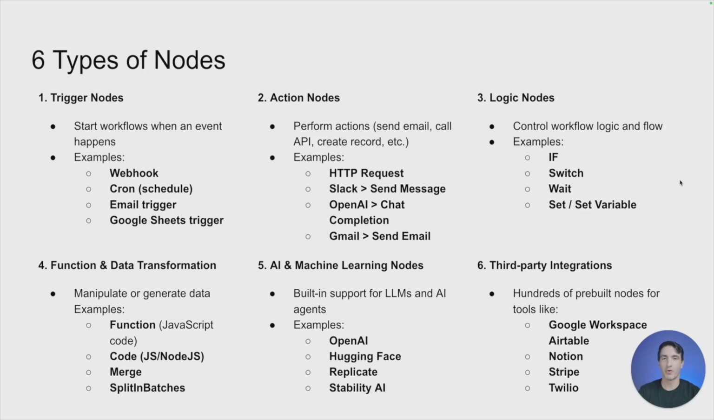Number 6, third-party integrations. There are hundreds, if not thousands of now pre-built tools by certain third-party apps. You have all the big players, Google, Notion, Stripe, Twilio, and it really helps you kind of build out your automations and agents a whole lot smoother because they're already ready to plug and play.